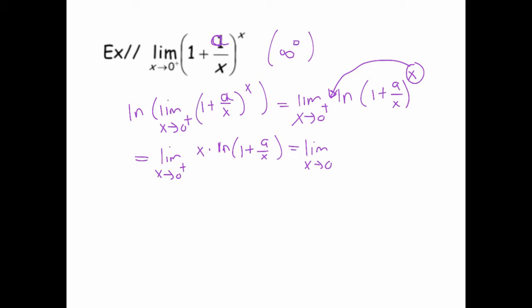So I'm going to write it as ln of 1 plus a over x divided by 1 over x. So the denominator is infinity and the top is infinity now. And so I can use L'Hopital's rule.